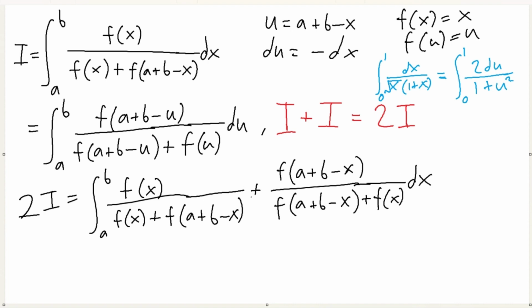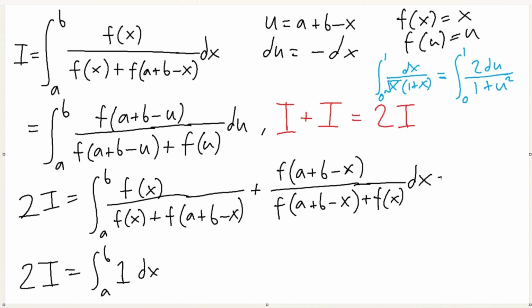Now, if you add them up, what happens? f of x plus f of a plus b minus x. What's our denominator? f of x plus f of a plus b minus x. They cancel out. So what we have is 2I equals the integral from a to b of 1 dx. If you put them together, because they both have the same denominator, we can combine them, and it cancels out.